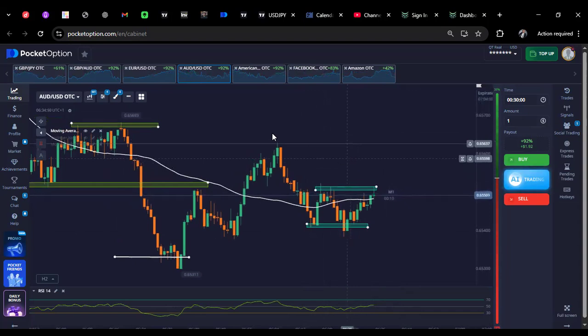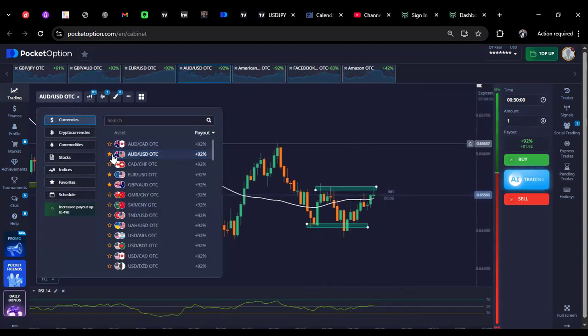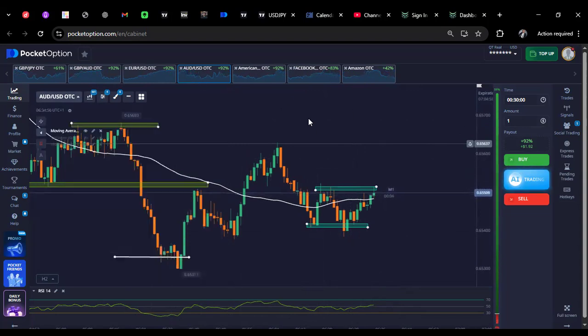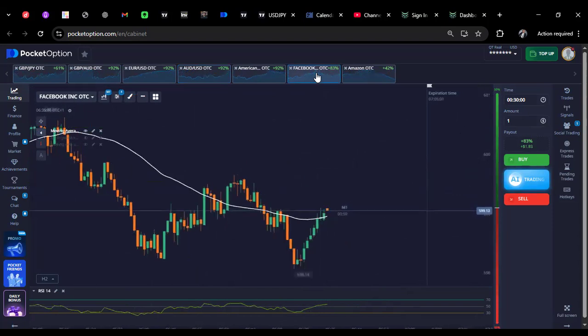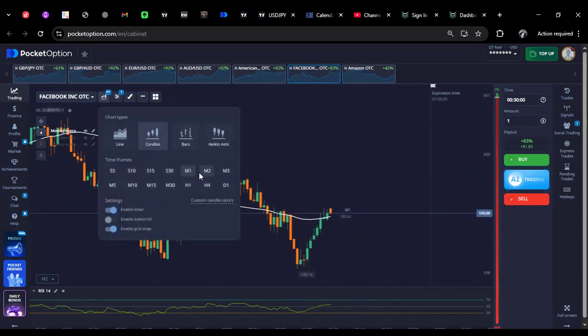So while at that, this is AUD USD OTC. So let me just, okay, it should be right here. So let's look at, let's say, Facebook. They're all the same thing. All right. Now I've shown you a key entry for trading normal Japanese candle pairs.